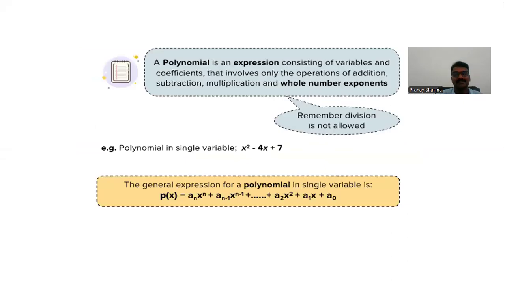So a polynomial is an algebraic expression that consists of variables and coefficients that involves only operations of addition, subtraction, multiplication, and whole number exponents. Right? Division is not allowed. And this is the general way in which we express a polynomial. a n is the coefficient of x to the power n. Likewise, a n minus 1 is the coefficient of x to the power n minus 1, right? And so on. And this will go till a naught.